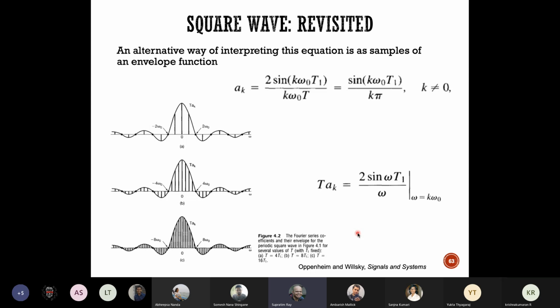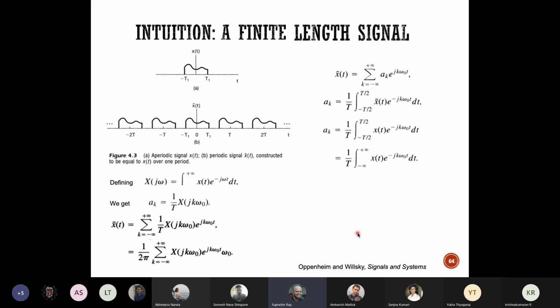Okay, is this fine? Can I move on? So let me just show you this mathematically. It will probably make more sense there. I've got a finite length signal here, which is restricted between minus T1 and T1, but it's not periodic. It's zero everywhere else. So it's a finite length signal.